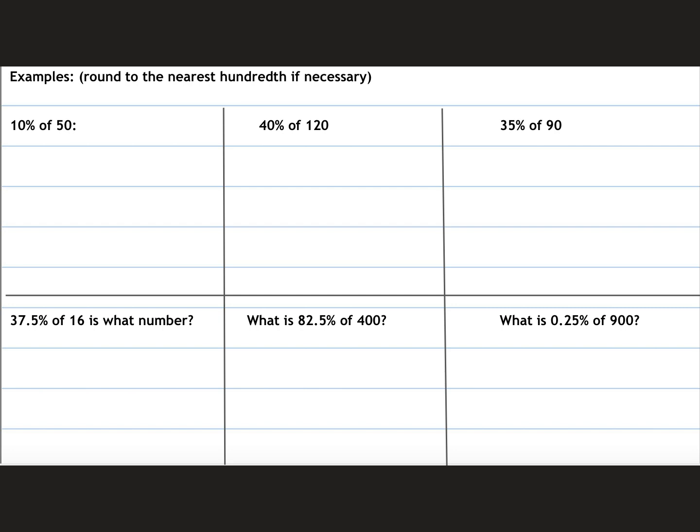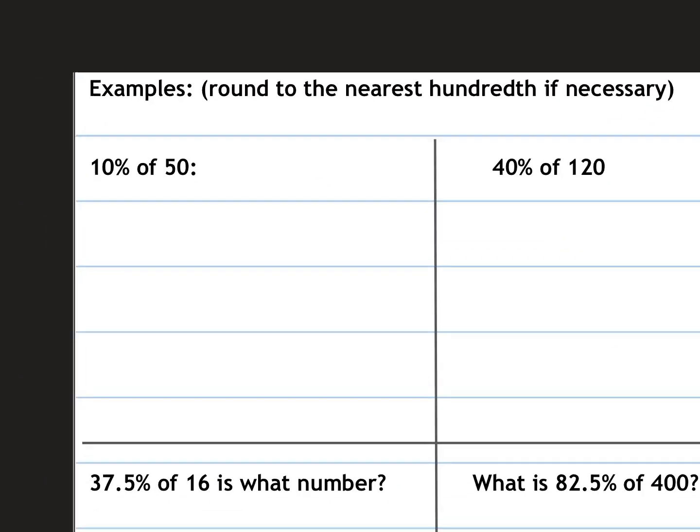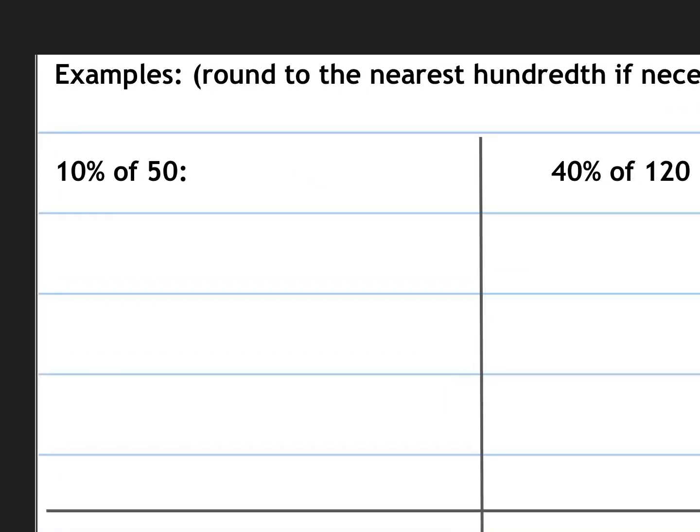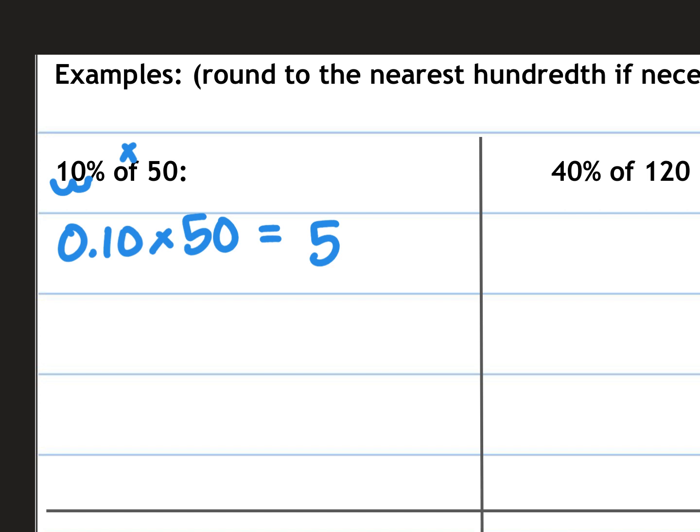So here we're just going to practice with a ton of examples. Round the answers to the nearest hundredth if we need to. So our first one, 10% of 50. Again, "of" here means we're going to be multiplying those numbers together. So when I turn 10% into a decimal, I move 2 spots to the left, and we multiply that by 50, which is 5.